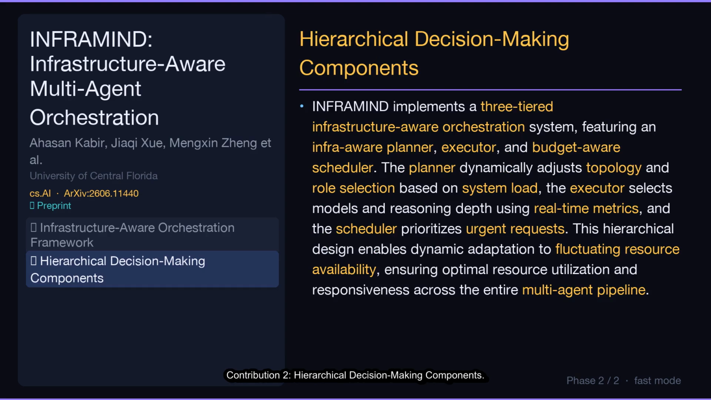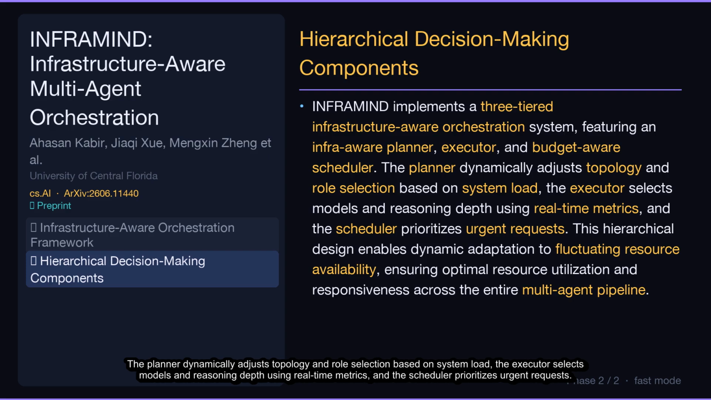Contribution 2. Hierarchical decision-making components. INFRAMIND implements a 3-tiered infrastructure-aware orchestration system, featuring an infra-aware planner, executor, and budget-aware scheduler. The planner dynamically adjusts topology and role selection based on system load. The executor selects models and reasoning depth using real-time metrics, and the scheduler prioritizes urgent requests. This hierarchical design enables dynamic adaptation to fluctuating resource availability, ensuring optimal resource utilization and responsiveness across the entire multi-agent pipeline.